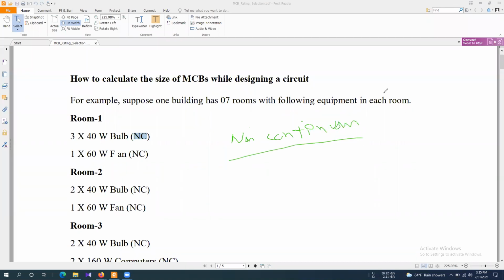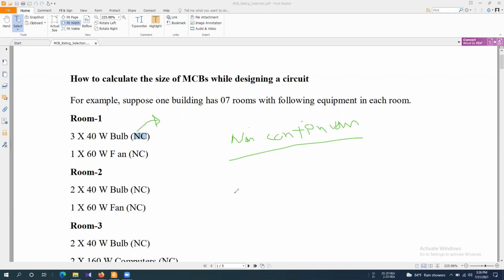There are 2 types of load available in the system. One is continuous load, another is non-continuous load. Non-continuous load depends on the requirements of the user, like a fan or light. If I require the light and fan, then I turn it on and run these loads. If not, I turn it off. It completely relies on the circumstances of the customer, whether the customer wants to run it or not. That's why it is called non-continuous load.